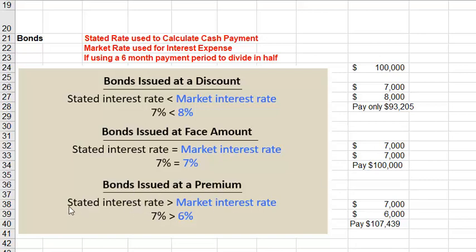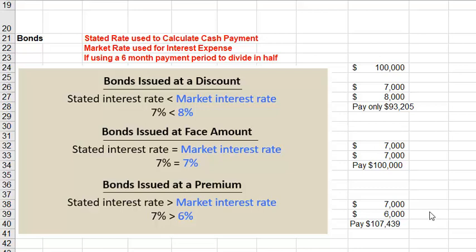Premium is when our stated interest rate of 7%, so $7,000 in 2 briefcases of cash, versus a market interest rate of $6,000, which means, in this case, 2 briefcases of cash that equal $6,000. In this case, the market would rather receive our larger cash payments than the marketplace's $6,000 payments. So they are willing to pay a premium of $107,000.